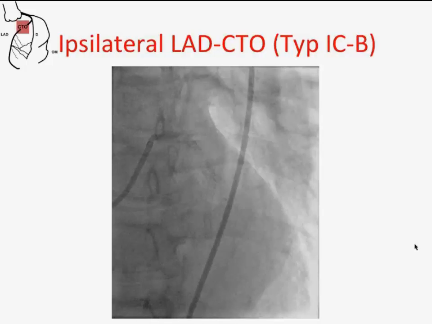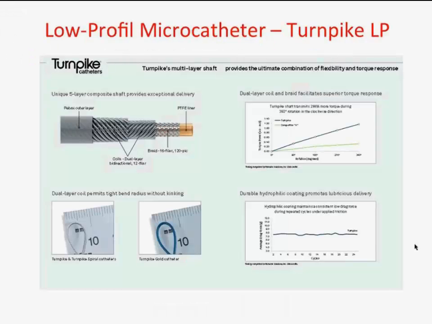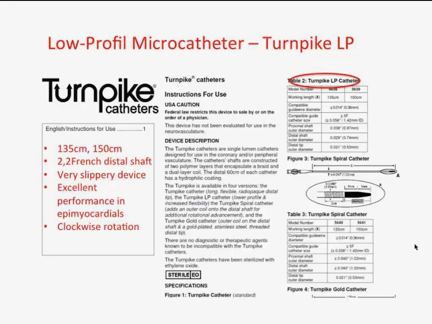The thing which helped me very much when I passed this epicardial collateral is the new Turnpike LP microcatheter. It's a low profile microcatheter. It's a 2.2 French distal shaft and 2.9 French proximal shaft.